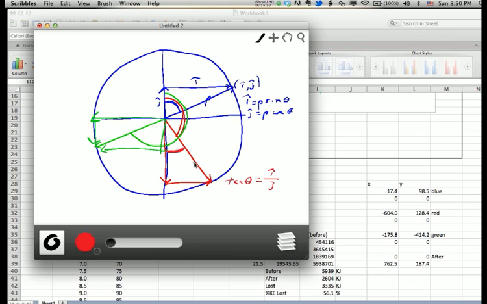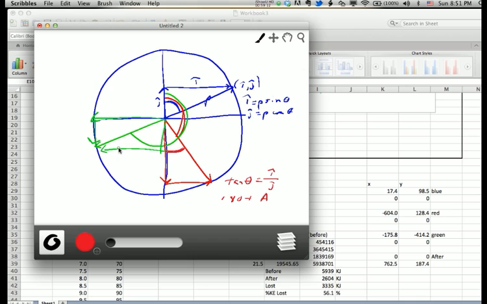So what I need to do to figure out what this angle is from here all the way around to here would be I'd have to take 180 plus this angle right here, because this angle is actually going to be negative. So it'd be like 180 minus this angle, and that would give me that.